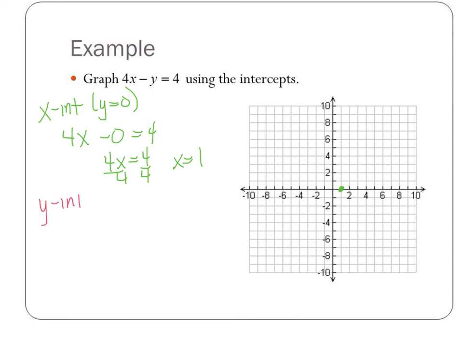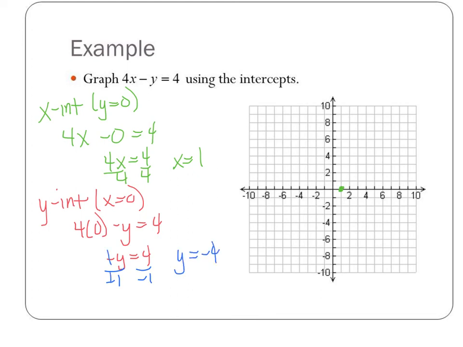Then my y-intercept, we're going to make x be 0. All right, so we're going to get 4 times 0. Now, 4 times 0 is 0, but I still have a negative y. So how do I get rid of a negative y? Divide by negative 1. Don't divide by y. Leave the y there. Just changing signs. My y-intercept is negative 4. So I'm going to put a point on the y-axis at negative 4. There we go. Okay, and we're going to connect these.